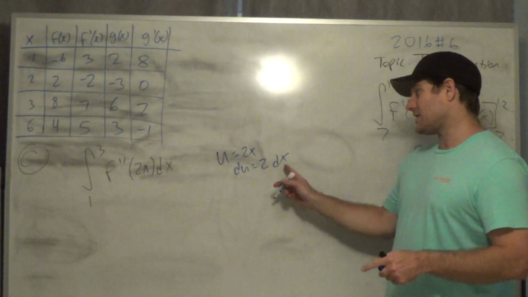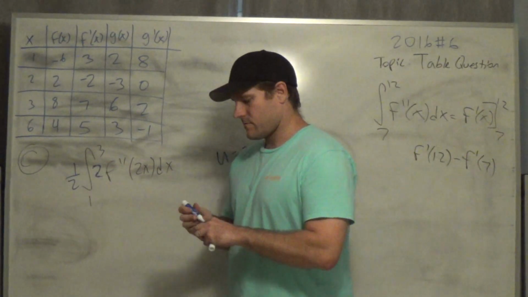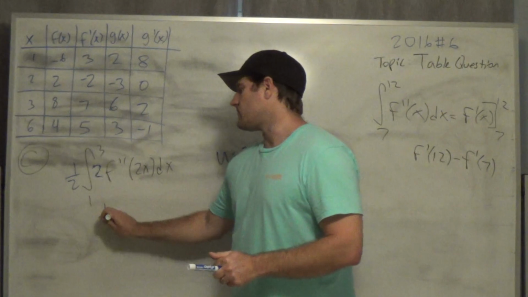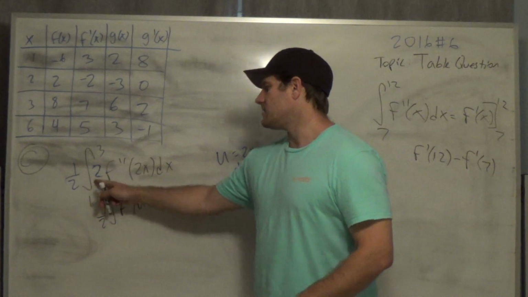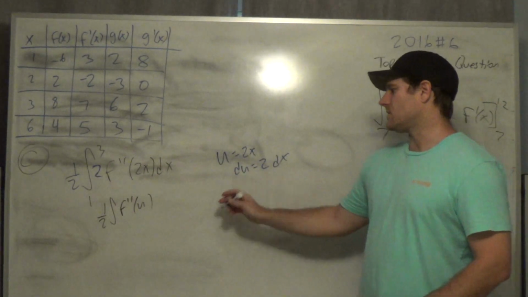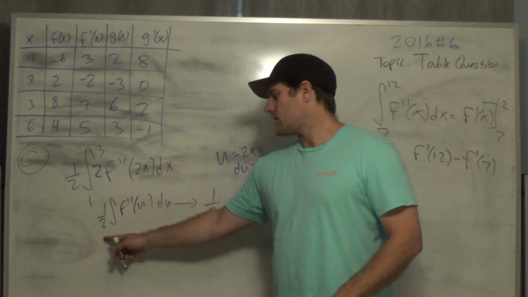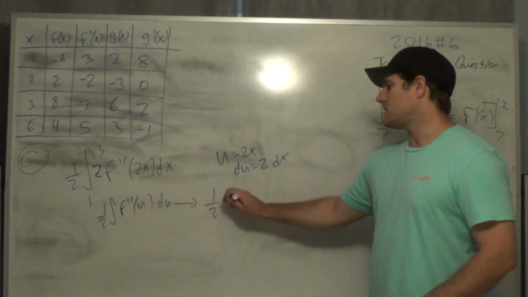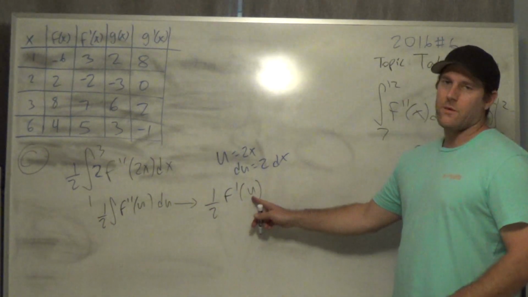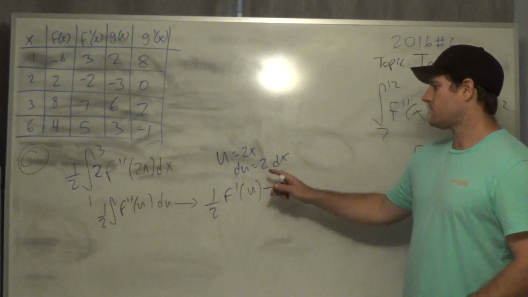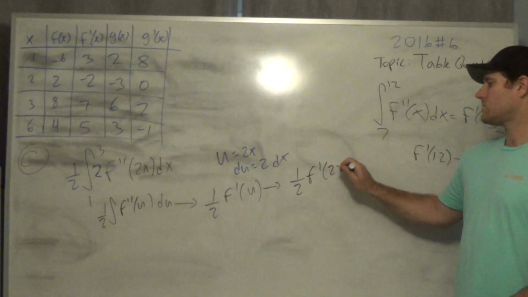Now we don't have a 2 dx. We got the dx, we don't have a 2. So we put a 2 offset by a 1/2. So now we have a 1/2 in front. And now that's f double prime u. And then the 2 dx becomes the du. And now we take the antiderivative. The 1/2 stays in front. And we say the antiderivative of f double prime u is f prime u. But now we can replace the u. So the u is going back with 2x. So the antiderivative is 1/2 f prime 2x.